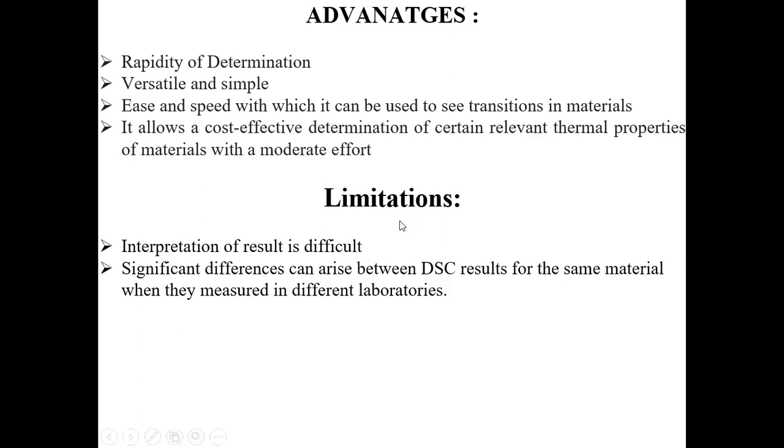And we have some limitations. Compared to FTIR, and especially DSC, the interpretation is somewhat difficult in DSC, and we will observe some differences. When we do a DSC study on one sample in one lab, and do the same DSC on the same sample in another lab, we will observe some differences. If we do the DSC study of the same sample in different labs, there will be differences. That is a major limitation of this technique.